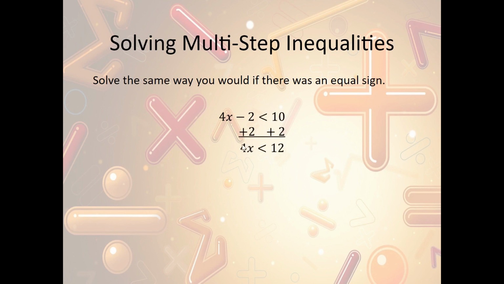The 4 is multiplying by x. So we're going to undo that by dividing. So 4 divided by 4 is 1, which is just 1x, which is what we want. So just x. And 12 divided by 4 is 3. So we get x is less than 3. So all we did was keep the symbol and treat it like an equal sign.